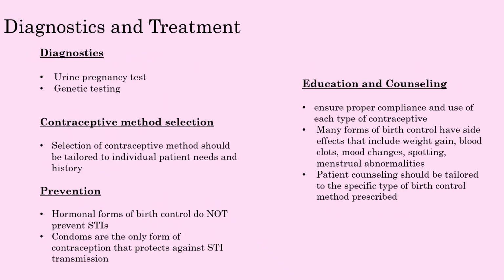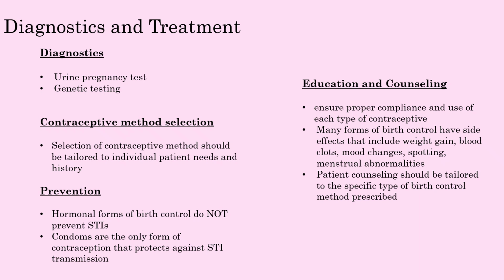Diagnostics and treatment. For diagnostics, pregnancy should be ruled out before prescribing birth control. In addition, if a patient has a family history of a clotting disorder like factor V Leiden, genetic testing may be indicated before prescribing. Clotting disorders and genetic testing really only apply to contraceptive methods that contain estrogen, because estrogen increases the risk of clots.